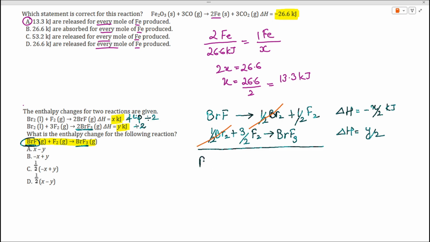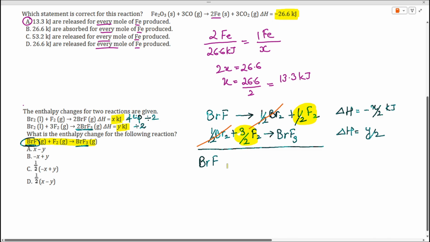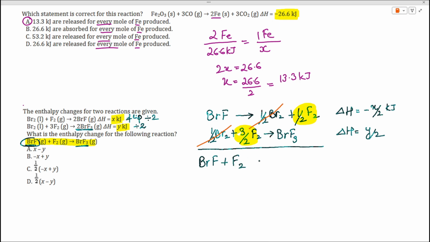Now, if we add these 2 equations, the half Br2 and half Br2 get cancelled. Now we have BrF on the left. The half F2, when moved onto the left-hand side, gives us 3 over 2 minus half. So 3 over 2 minus 1 over 2 is 2 over 2, which gives us 1 F2. We are left with only one product on the right, which is BrF3. So you can see that that's the required target equation.